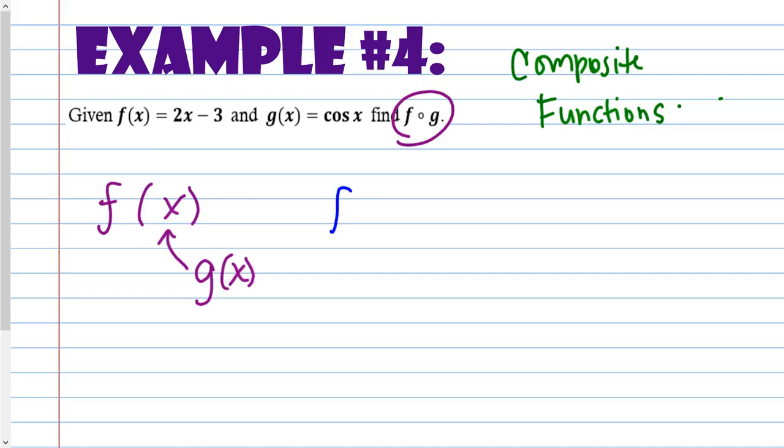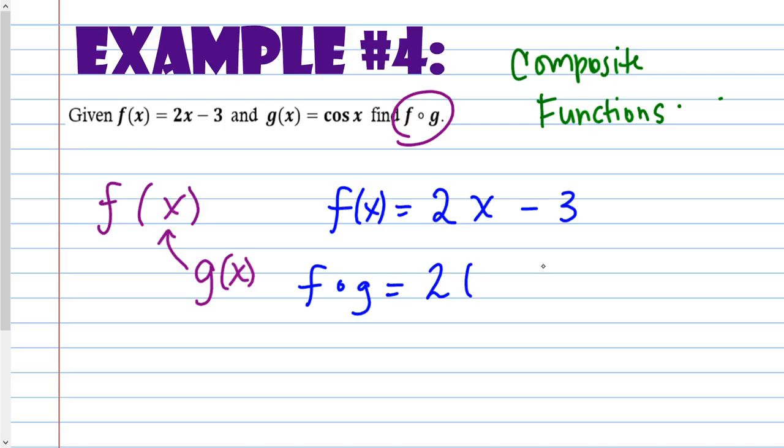So f of x is 2x minus 3. If I want to do f of g, I'm going to do 2, forget the x, minus 3. And then I'm like, okay, if I didn't write the x, what needs to go there is g. And what was g? g was cosine of x. So cosine of x. And there you go. That's it. That's a composite function.